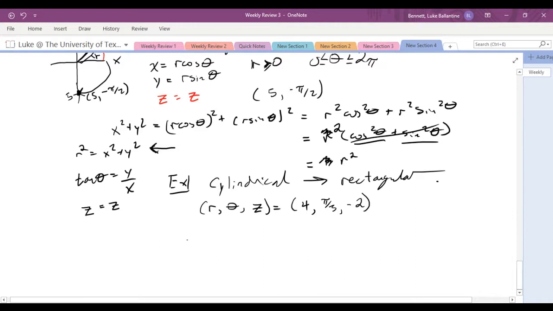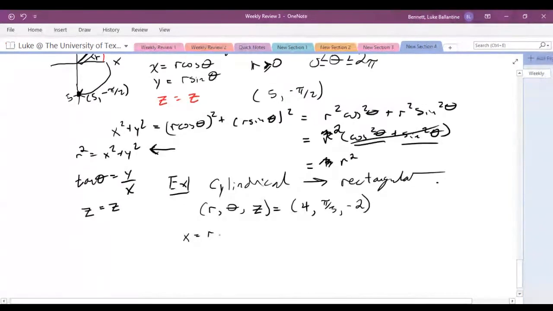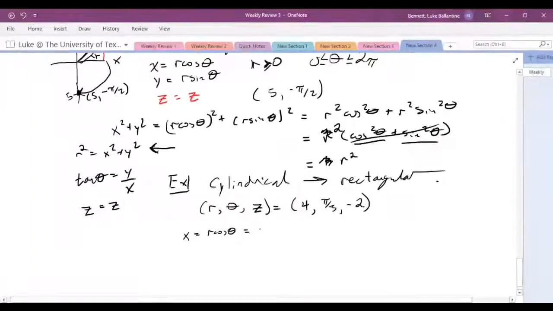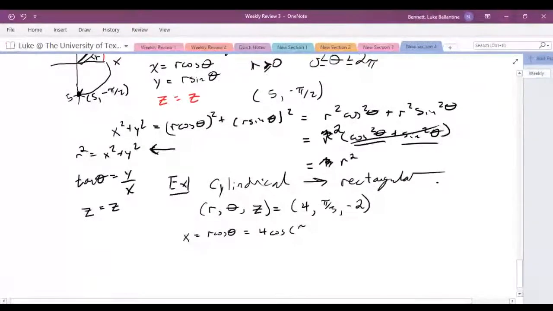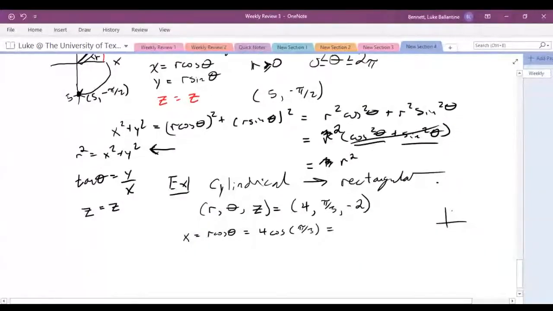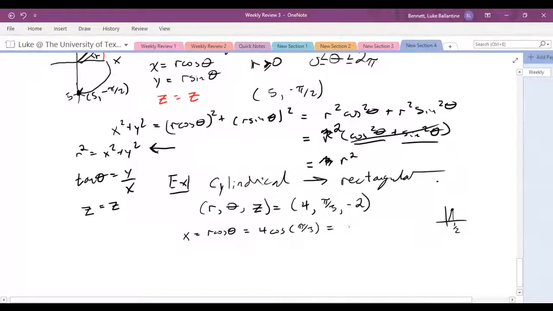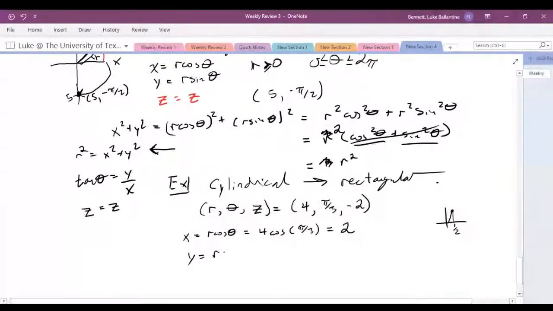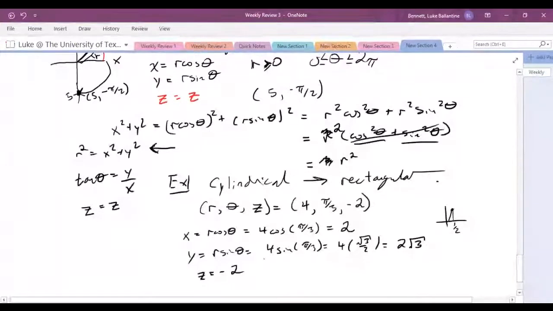Converting it to rectangular, x is equal to r cosine theta, which is 4 cosine of pi over 3. We have pi over 3 over here, and the cosine would be 1/2, so this would just be 2. Y equals r sine theta is 4 sine of pi over 3, which is 4 root 3 over 2. That would be 2 root 3. And then z equals z, which is negative 2.